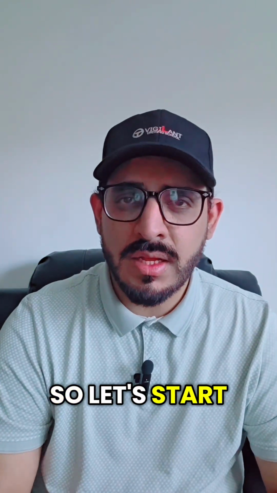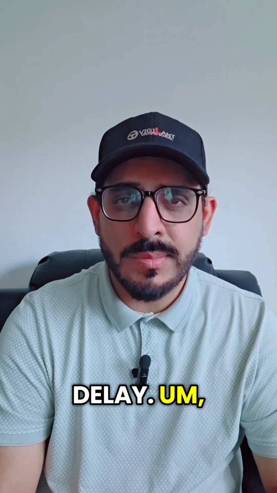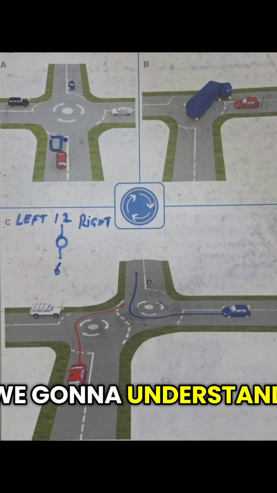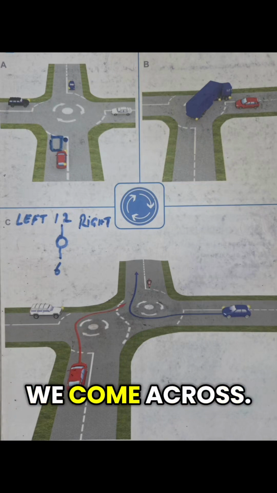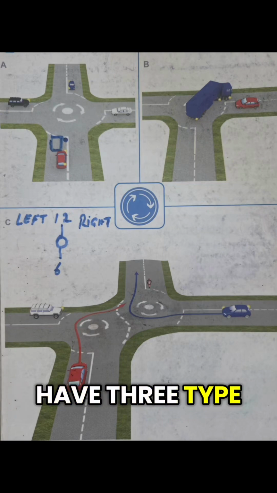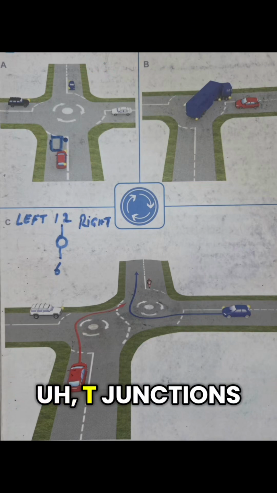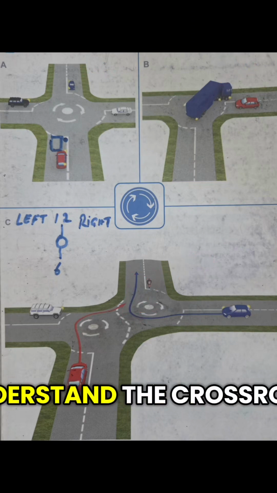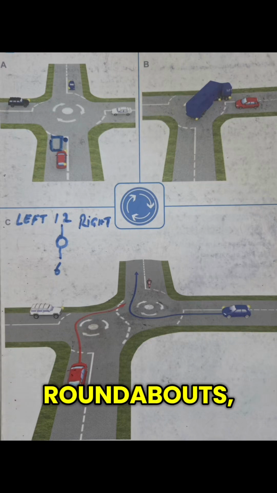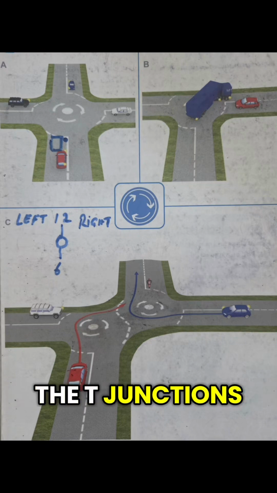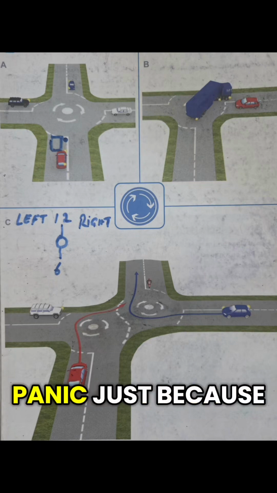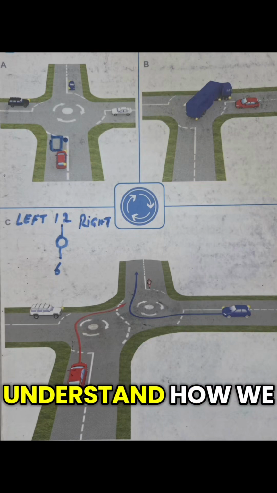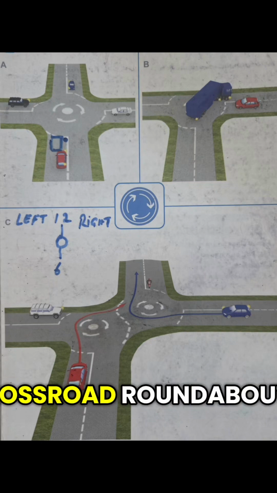So let's start without further delay. How we're going to do mini roundabout. Okay, so first of all, we're going to understand how many types of roundabout usually we come across. So usually we have three types of roundabouts: crossroads, T junctions, or double mini roundabouts or twin roundabouts. So if we understand the crossroad roundabouts, we automatically understand the T junctions and twin roundabouts. So we don't have to panic just because of the look of two mini roundabouts. So let's first understand how we deal with the crossroad roundabouts.